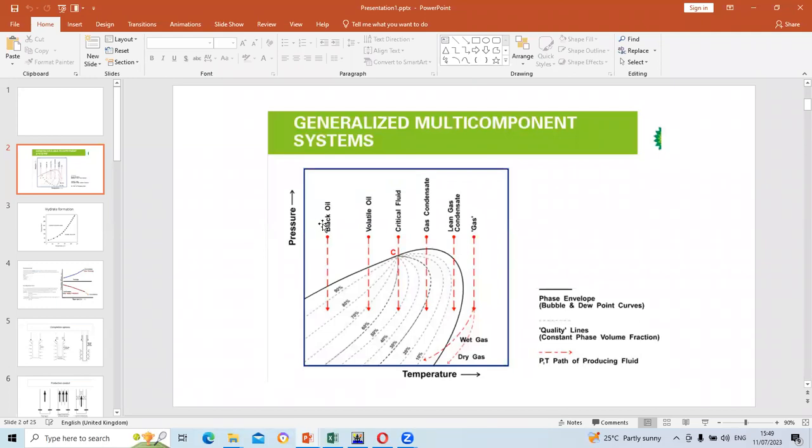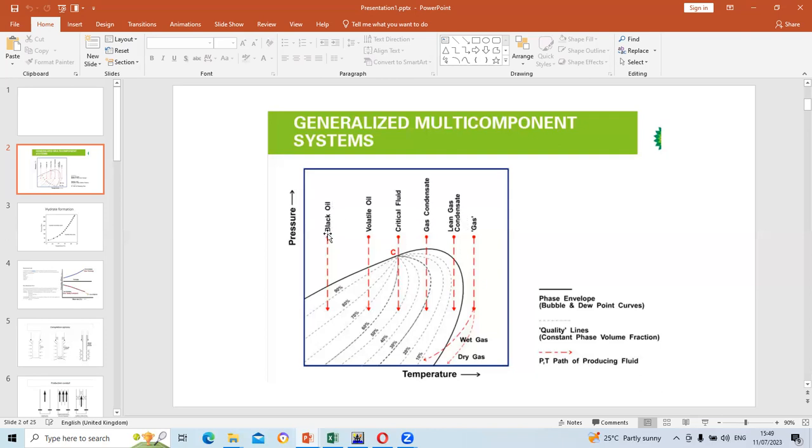So you realize that as you're moving in this direction, you're gradually moving from the oil domain to the gas domain. So at the early stage where we have only our black oil, the amount of gas in it is so small in such a way that it doesn't distort the behavior of oil that much. But as you're moving towards the gas domain, the amount of gas increases. As a result of that, it now distorts the behavior of the oil.